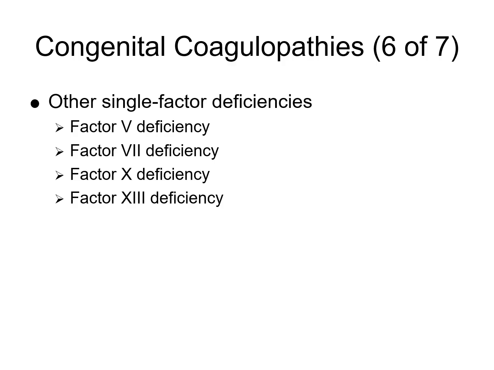Factor XIII deficiency, this is a rare autosomal recessive disorder causing defective fibrin stabilization. They'll have a normal PT and PTT, bleeding from the umbilical stump, poor wound healing, and intracranial hemorrhage can occur. For lab, they'll have normal routine coag tests, and diagnosis is by the specific factor XIII assay or clot solubility test. For treatment, they can do factor XIII concentrate or plasma.